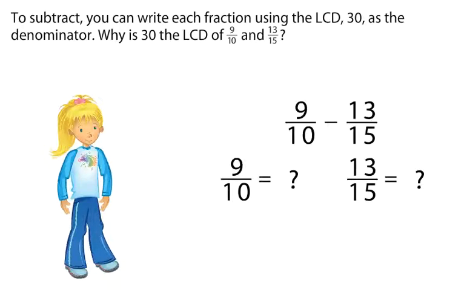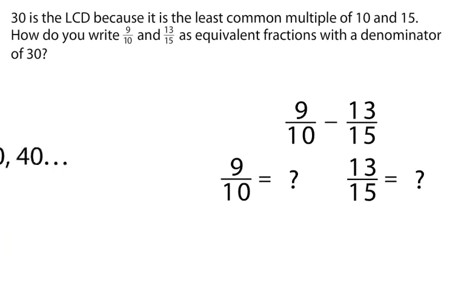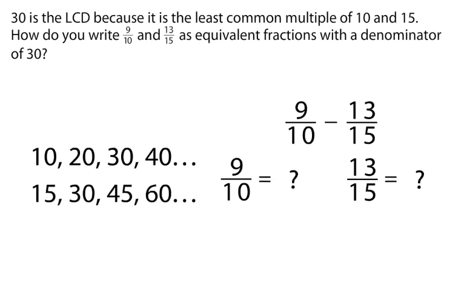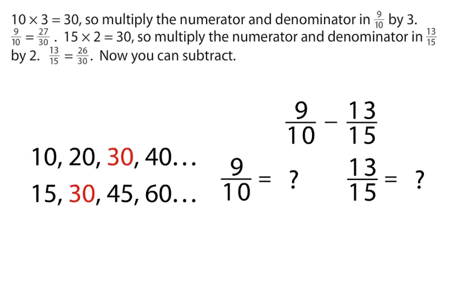To subtract, you can write each fraction using the LCD, 30, as the denominator. Why is 30 the LCD of 9/10 and 13/15? 30 is the LCD because it is the least common multiple of 10 and 15. How do you write 9/10 and 13/15 as equivalent fractions with a denominator of 30?